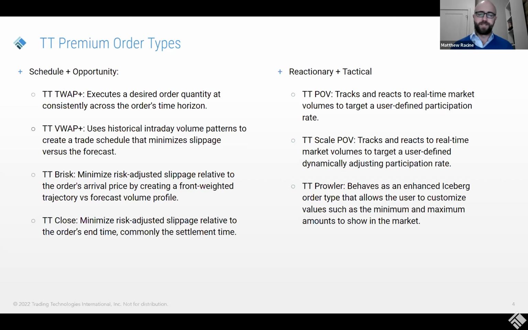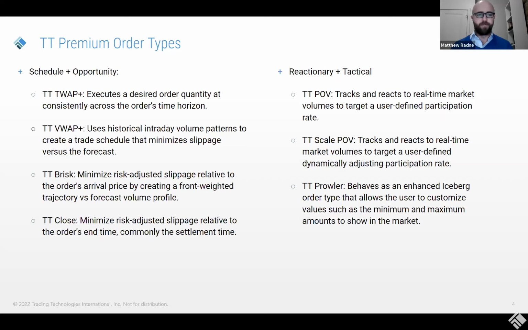So the TT POV and the TT scale POV are similar in nature. One is tracking a target participation rate. The other is just tracking a range, so a min and a max, and then depending on what the market dynamics are, trading higher or lower within that range. The final order type is our TT Prowler.